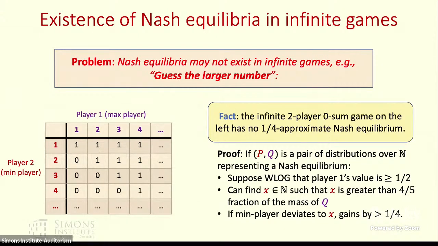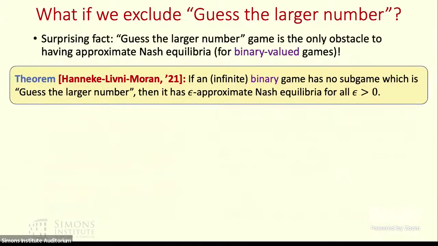So this is somewhat disappointing. We want Nash equilibria to exist. But there is a glimmer of hope, which is that probably none of you have seen any other counterexamples. There's a reason for that. In a really nice result by Hanneke, Livni, and Moran last year, they showed that basically this guess the larger number game is the only obstacle to having a Nash equilibrium.